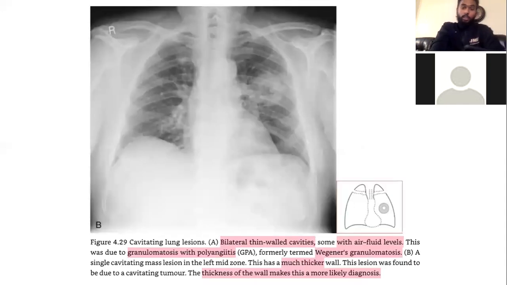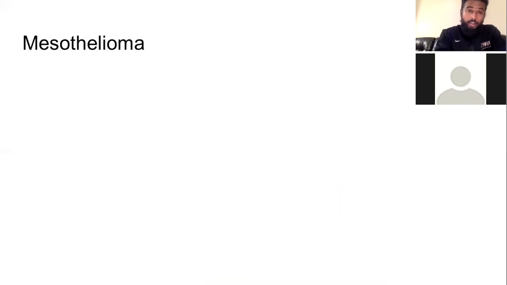All right. So in this one, basically this one has a really thick wall. It's a cavitating lesion, but with a really thick wall. You see that? So this is more likely malignant. And that's it.